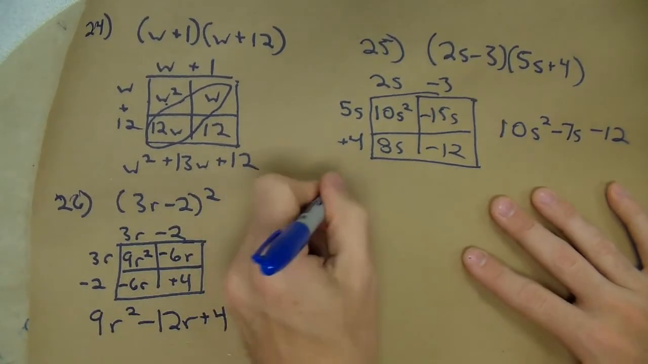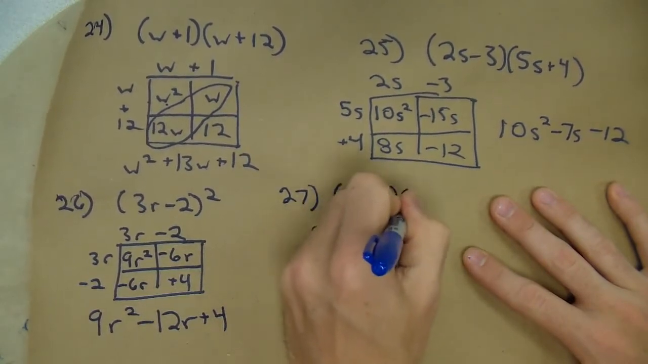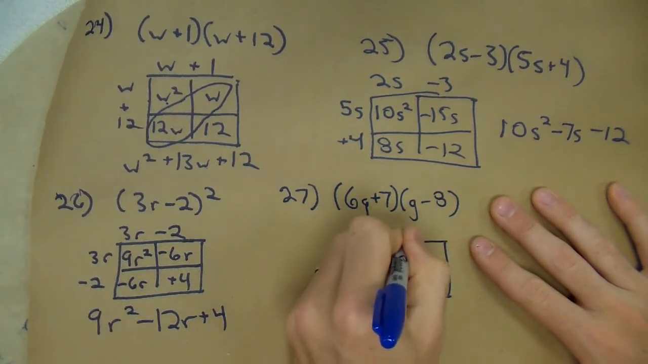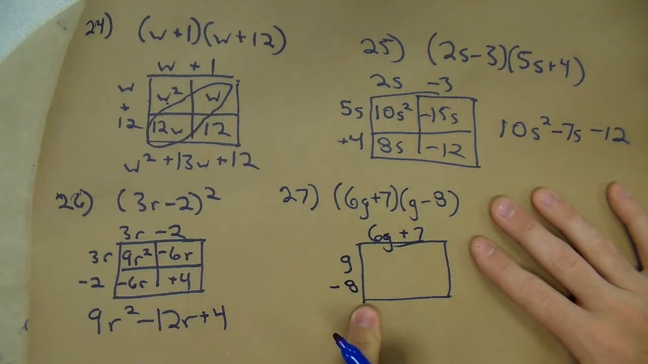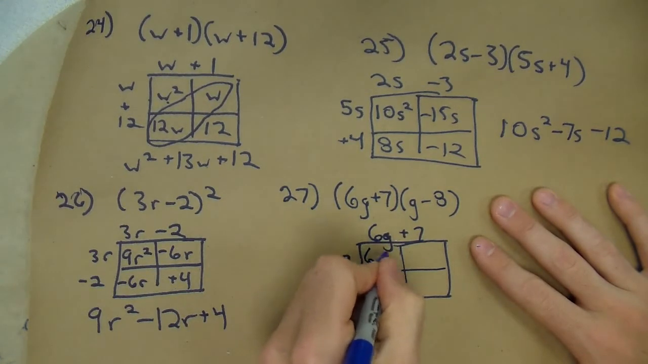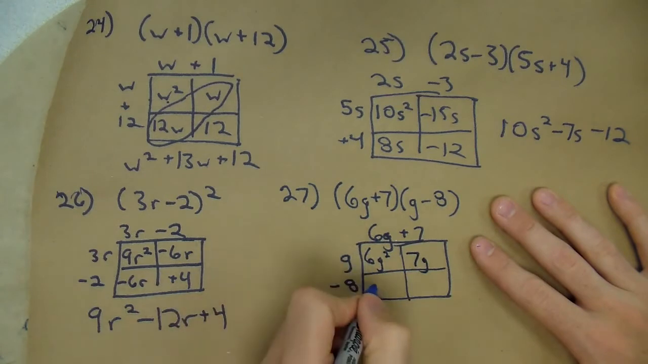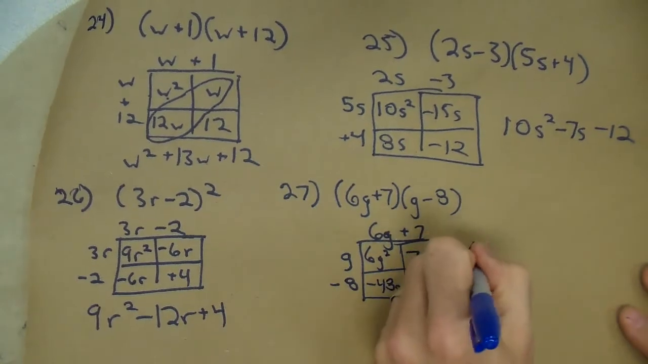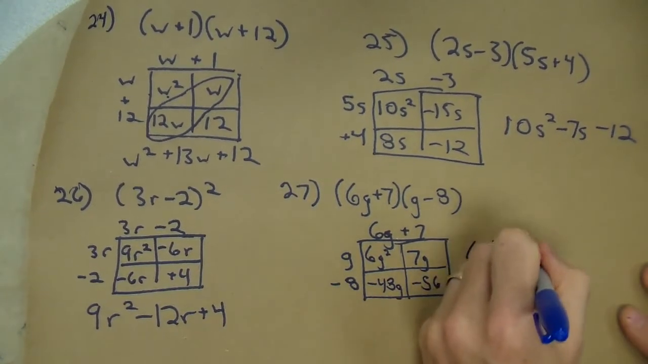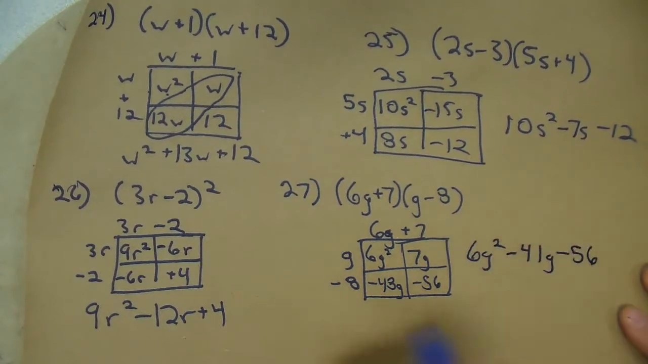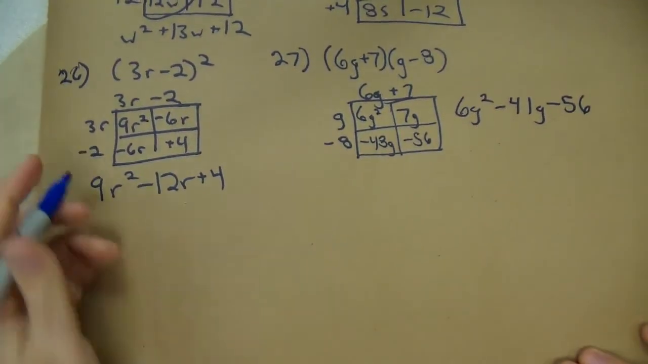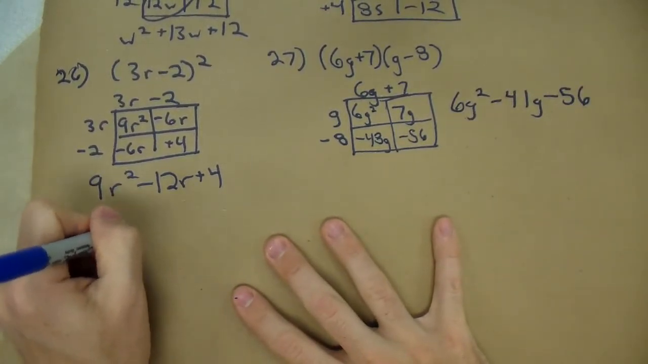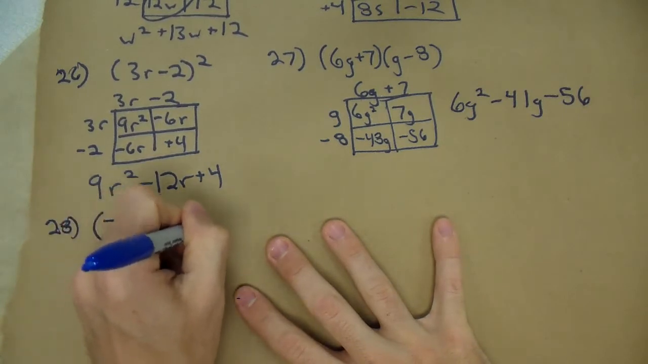For 27, 6g plus 7, g minus 8. Don't forget the negative on the 8 here. So I have 6g squared, 7g, negative 48g, and minus 56. So I get 6g squared minus 41g minus 56. 28. 7q plus 2 times 3q plus 8.